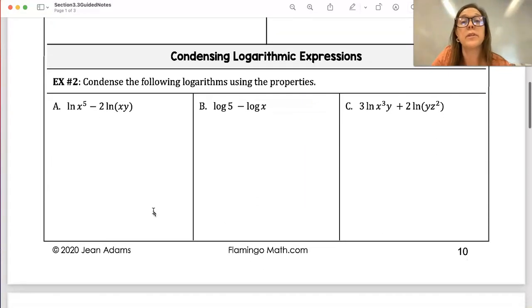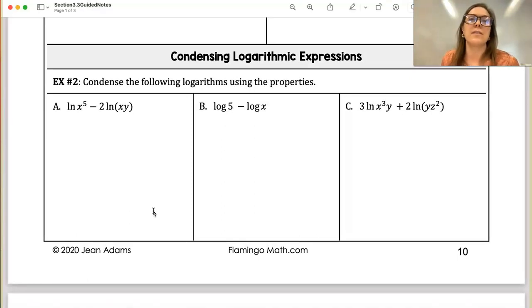Now we're going to condense. Now we're going to do the reverse. So now we're going to take everything to a singular log. And sometimes students won't write a singular log. They'll condense it, but then have multiple logs in there. So just make sure you always write one log or one natural log.